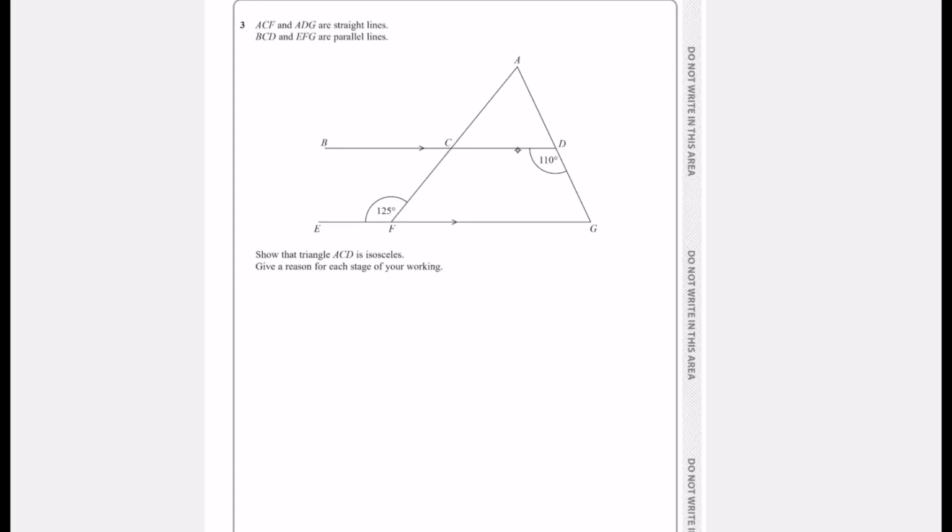So let's start with angles on a straight line. So we've got 70 degrees here, 180, take away 110 is 70 degrees. And it says give a reason for each stage of your working. So every time we work something out, give the reason. So angles on a straight line.